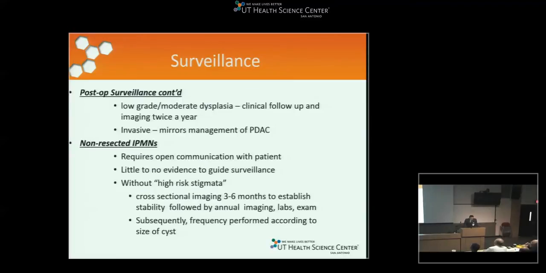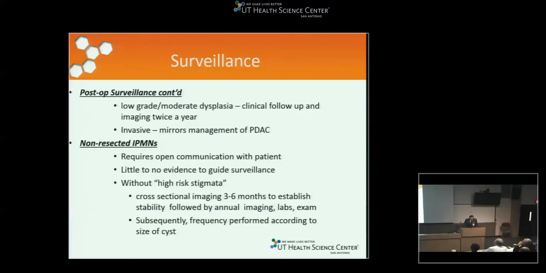But for low-grade or moderate dysplasia, you follow a biannual clinical follow-up and imaging algorithm. For invasive cancers, the surveillance mirrors that of primary ductal adenocarcinoma and is imaging every 3 to 6 months for 2 years and then annually thereafter.